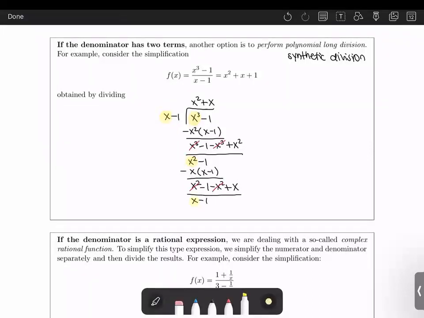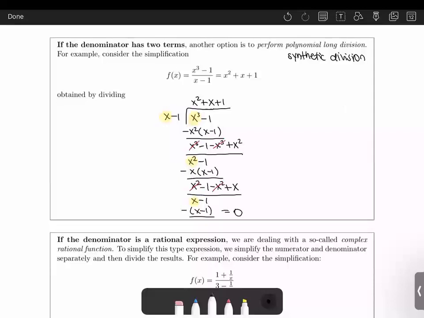And now I just do x divided by x, which is 1. And then I'm just going to subtract this, which gives me 0. So when we do our division in this way, we see that we're going to get x squared plus x plus 1. And this all just came from the highlighted parts where we're just taking the highest power of x and dividing it by our x from x minus 1.